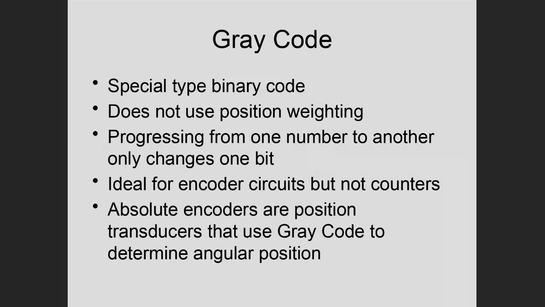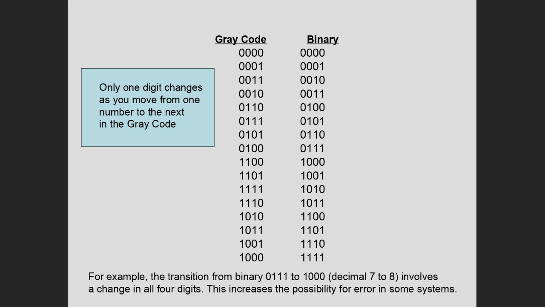Next code is called gray code. And I'm not going to read this slide to you. Just point out a couple things. The second bullet point, gray code does not use position weighting. So where BCD, there's position weighting, because really all you're doing with BCD is writing in binary, using 4 binary bits for each decimal digit. So you're actually kind of using position weighting there. But here, with gray code, you're not using position weighting. That's one thing. And let me show you what this looks like, and you'll see why this is important.